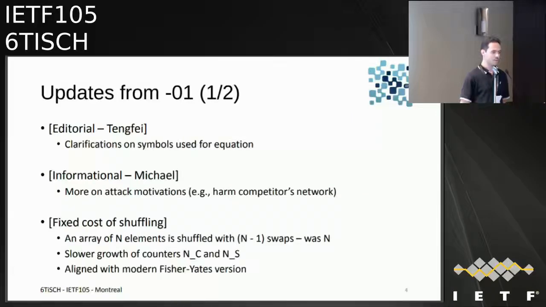Tengfei had one comment on clarifying the meaning of a symbol in an equation. Done. Michael wanted additional motivations in the introduction of why these attacks make particular sense, for instance, in order to harm a competitor's network without being detected, or harm yourself. We also fixed the presentation of the actual shuffling mechanism used to produce the robust scheduling, to be fully aligned with the latest Fisher-Yates version. So to shuffle n elements, you don't really need n swaps, you need n-1. So it's even a little bit more efficient and makes the related counter grow even a little slower.